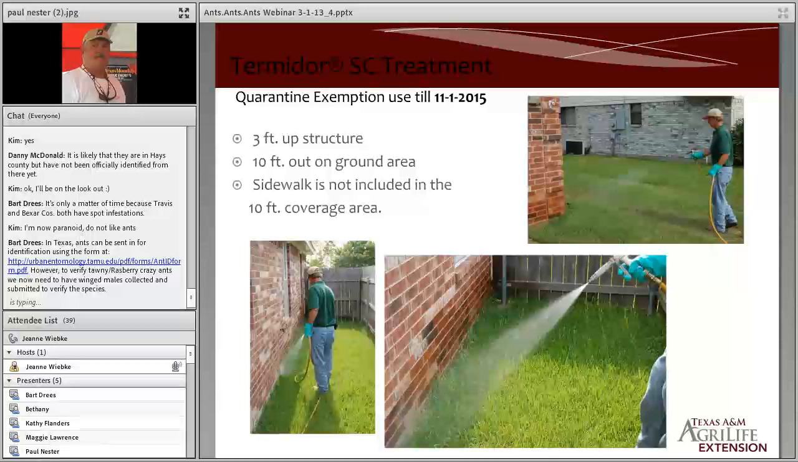In Texas, we do have the quarantine exemption for Termidor SC. This shows the house being treated 3 foot up and 10 foot out. That is the quarantine exemption. Termidor SC normally is sprayed 1 foot up and 1 foot out. For normal applications for ant, before the quarantine exemption, we can go 3 foot up and 10 foot out for this product.